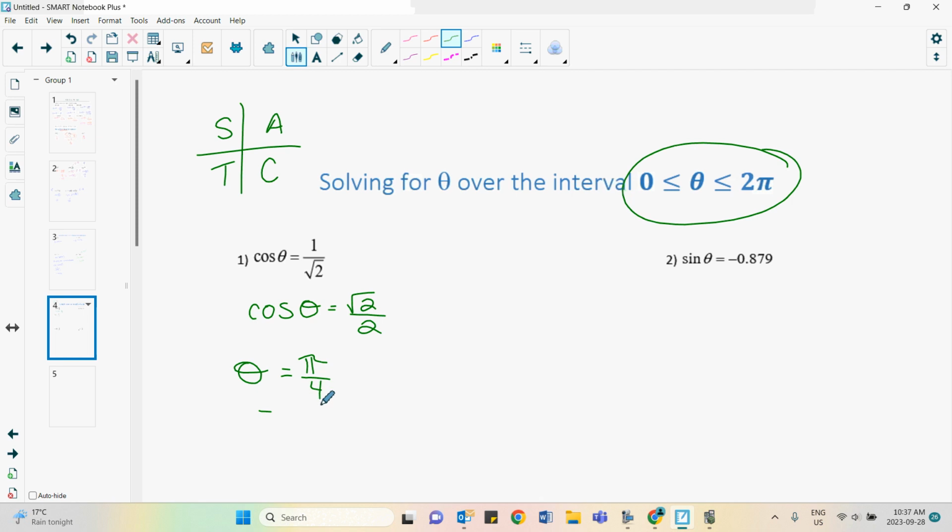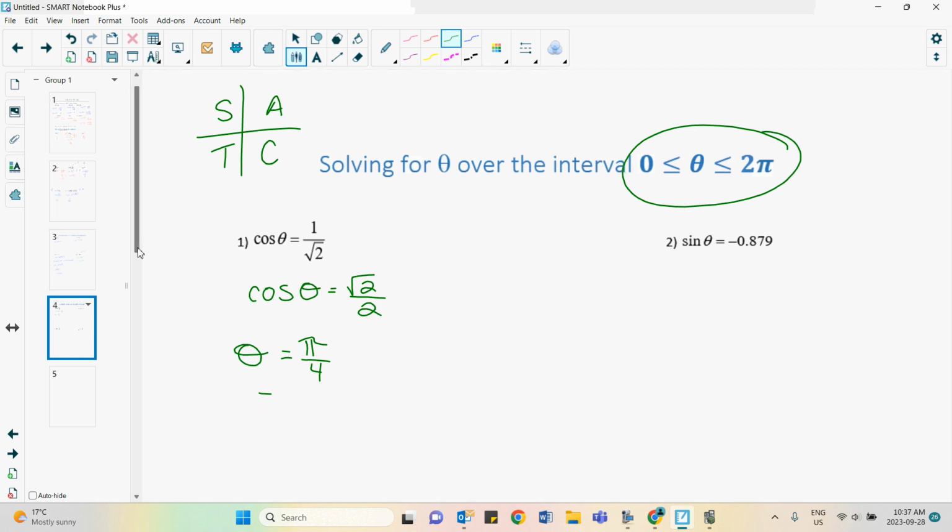Okay, but this is what I want to point out to you. Your restriction is given in radians, so your answer needs to be in radians. If my restriction was given in degrees, then my answer should be in degrees. But my restriction is given in radians, so my answer has to be in radians.